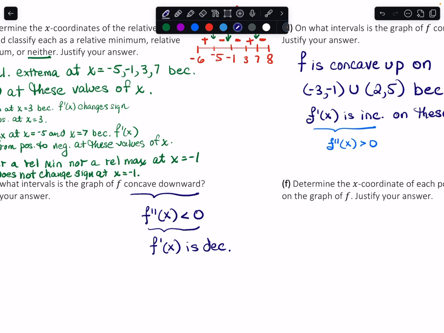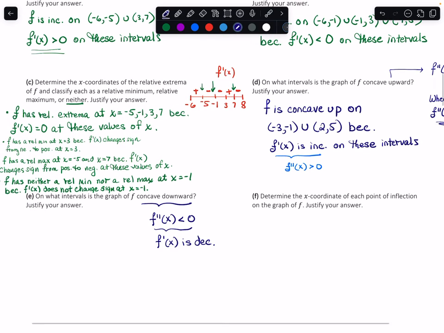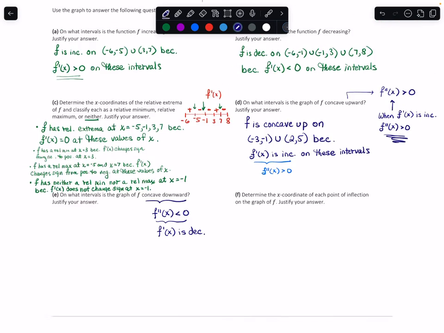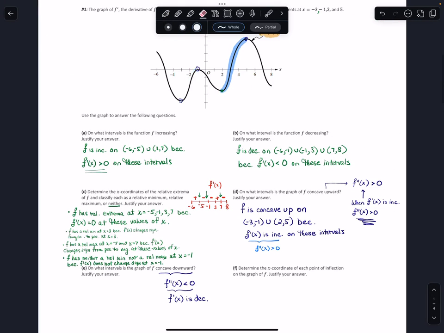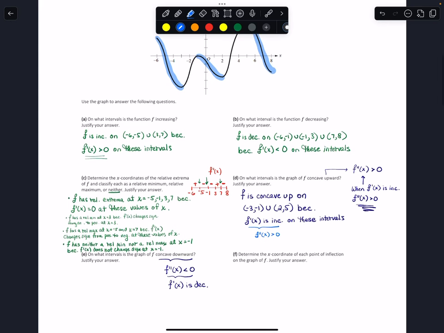Okay? In other words, the information that f prime tells you about f, it's the same information that f double prime tells you about f prime. One derivative backwards. Okay, so I'm looking now for where f prime of x is decreasing. So that's pretty easy to visually identify, right? It's this chunk, and this chunk. So now I got to state all those intervals and give a reason.